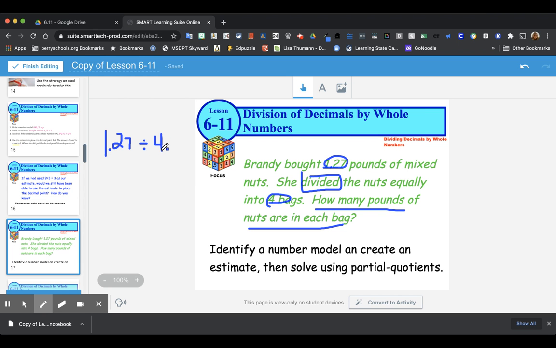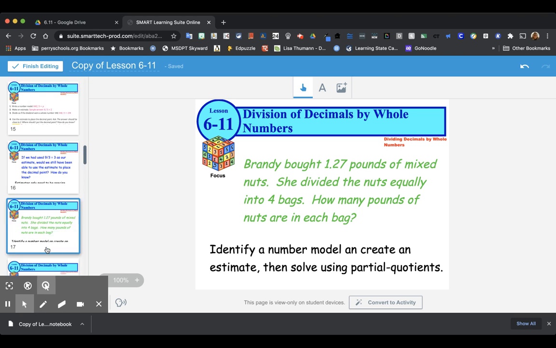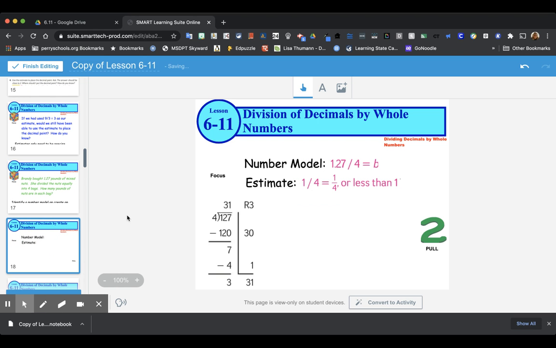And if we use our logical thinking here, we know that if we are taking a number and dividing it, our answer is going to be smaller. So the number model again was 1.27 divided by 4. Estimate would be 1 divided by 4, or 1/4, which is less than 1. So you know that each bag is going to be less than a pound.